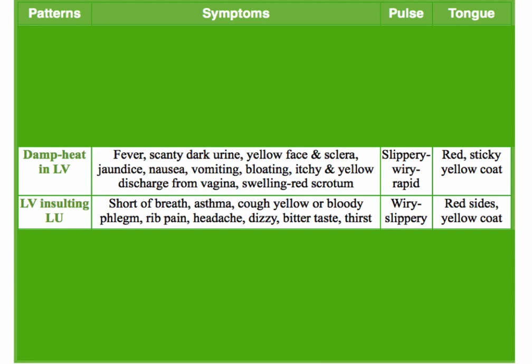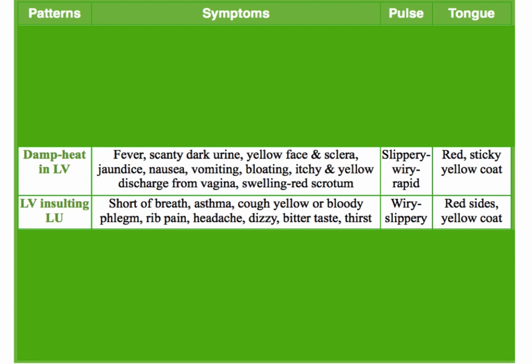So you're not going to have yellow face and jaundice and nausea and vomiting. You are going to have, depending if you're a man or woman, itchy and yellow discharge from the vagina, like maybe a yeast infection, or swelling and a red scrotum. You could also have, let's say, if someone had genital herpes, an outbreak of yellow pus, itchy, painful, redness in the area. That's also damp heat in the liver channel. And they would not have vomiting and nausea and jaundice, okay?